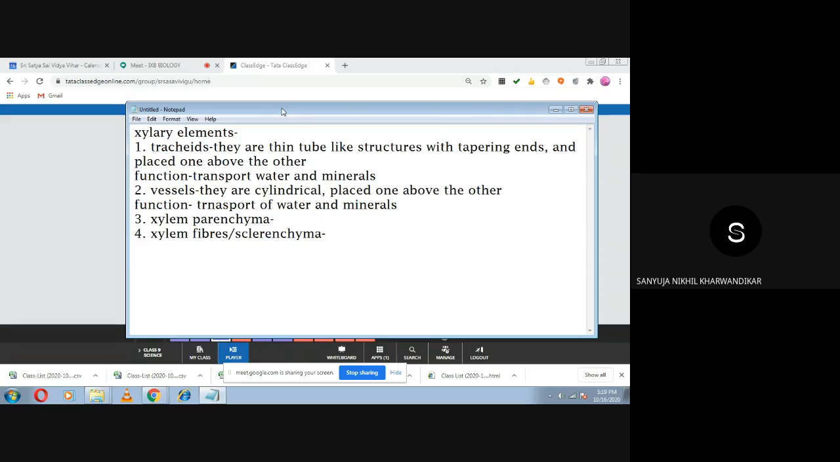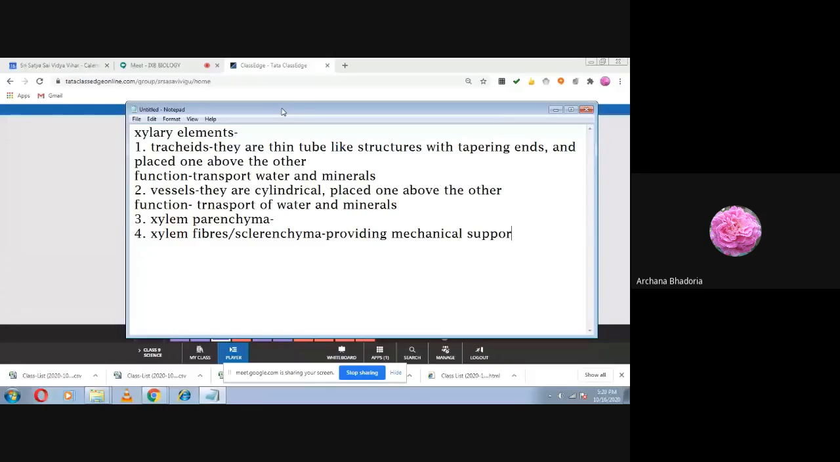Because they are dead cells. And one more property, they have thick cell walls. Because they are dead, they have thick cell walls. That is why they are hard and stiff. So now in this xylem tissue, the xylem fibers are doing the same work. They are providing mechanical support.